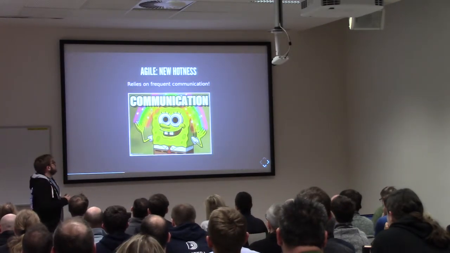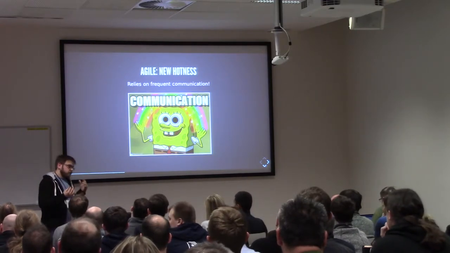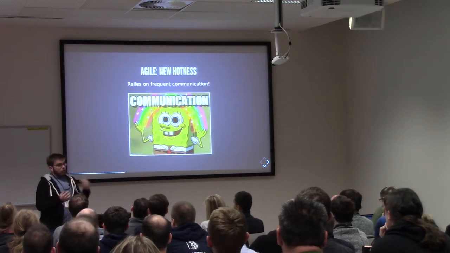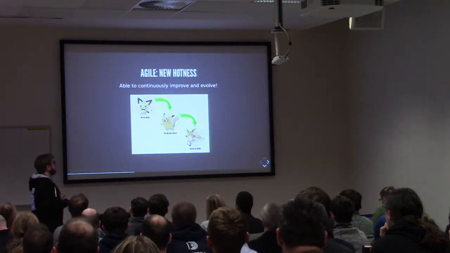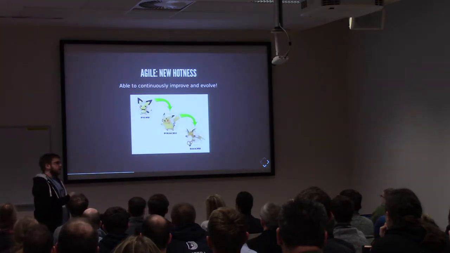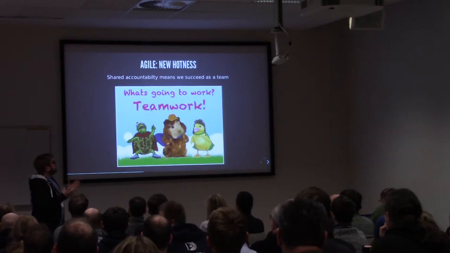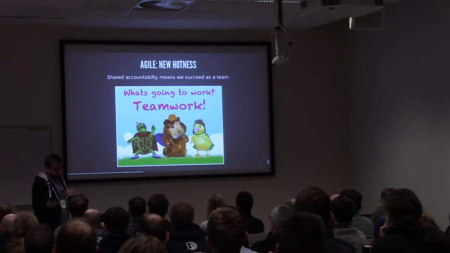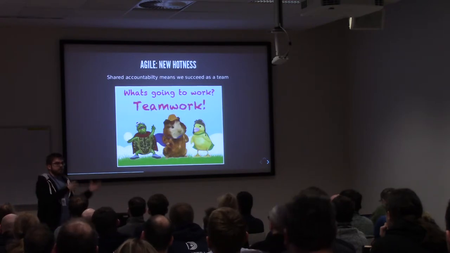And Agile also relies on frequent communication. We have regular stand-ups, we have regular retrospectives where we get to talk about what worked and what didn't work, and that leads us to the ability to continuously improve and evolve. So at these retrospectives, we can try ideas to make the process better for our team. And finally, since we're all in this cohesive team, we have shared accountability for when we succeed and when we fail. If something doesn't work coming out of our team, it's not us pointing at one person or another, it's the whole team that owns that problem and that success.